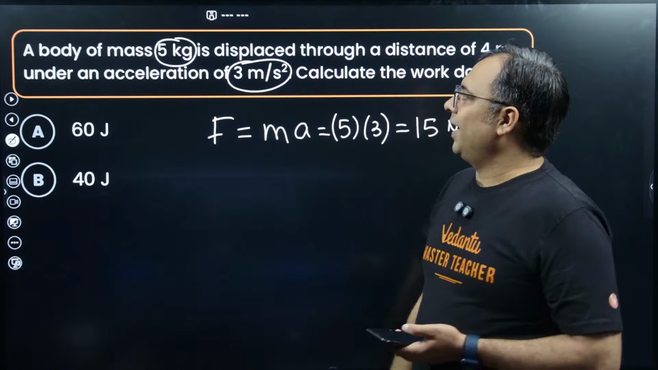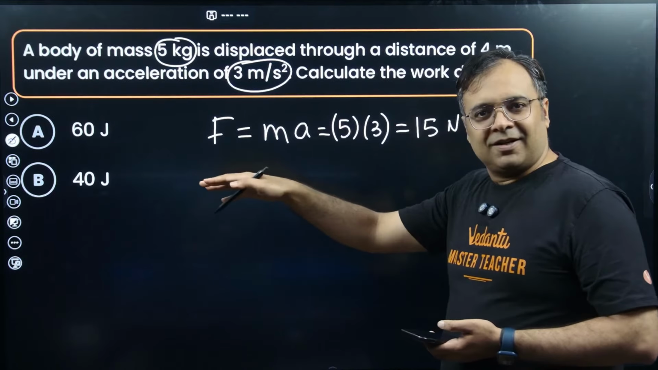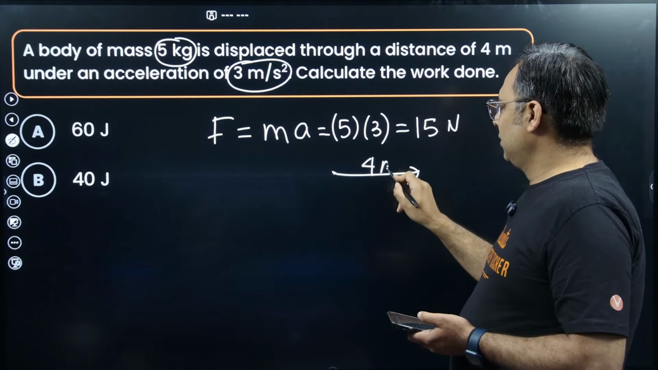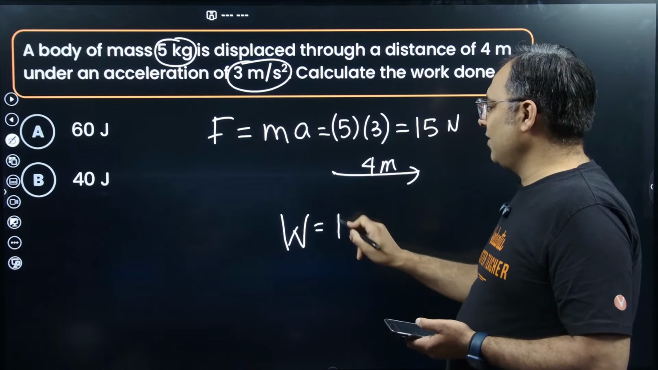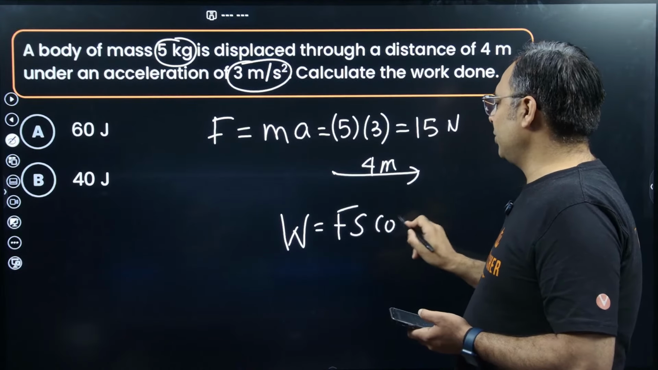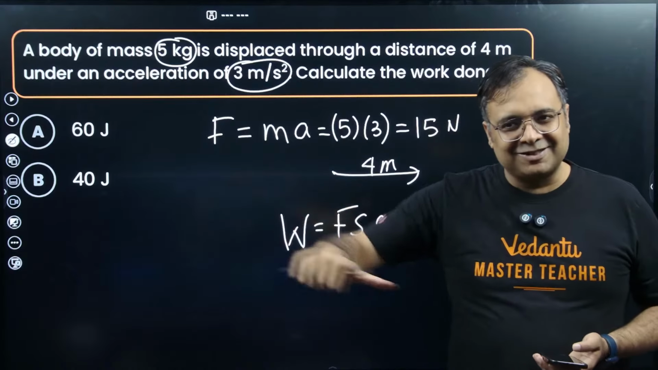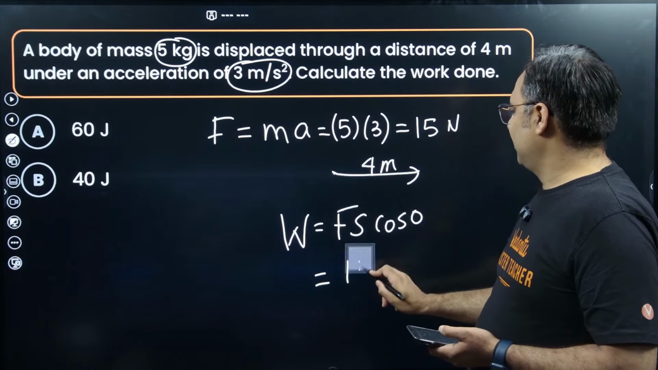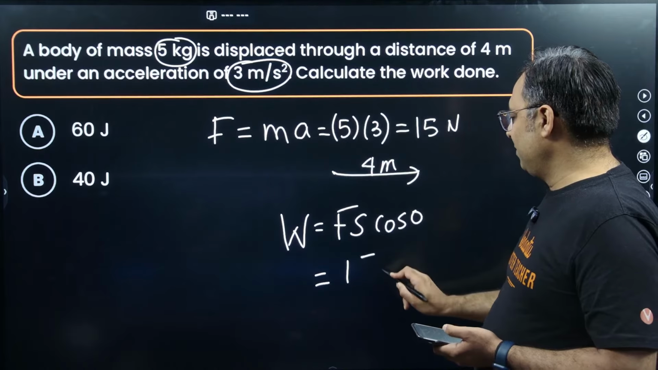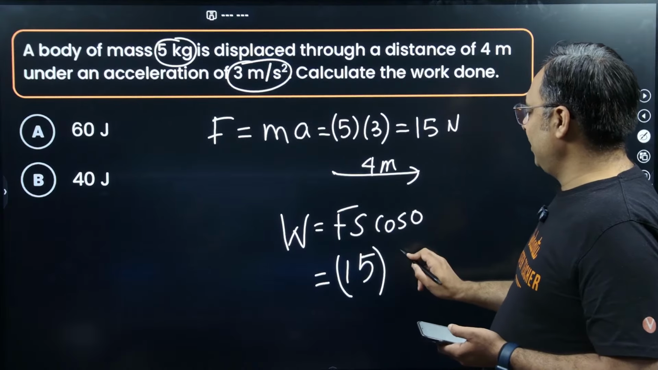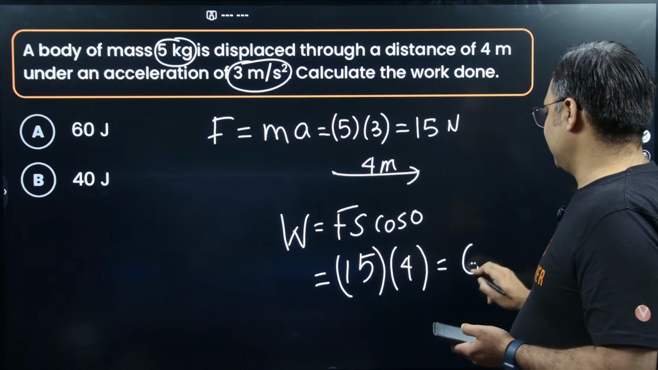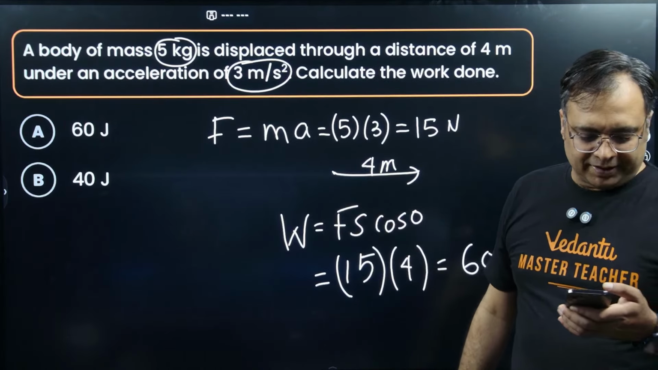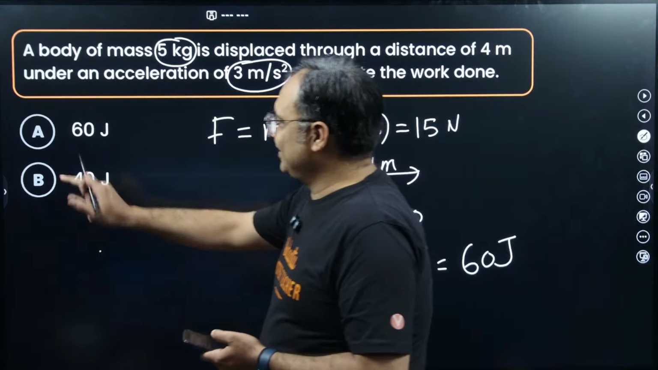So basically you already know force is equal to mass into acceleration, which is 5 into 3, which is 15 newtons. And this distance, since it is going in a straight line motion, we can say this is 4. So the work done will be F into S into cos 0, cos 0 because force and displacement are in the same direction. So F will be 15 and S will be 4. So you get 60 joules. Simple, direct, quick question, and many of you already got it. Great. Let's take a step ahead then.